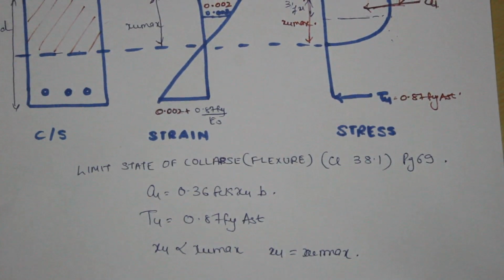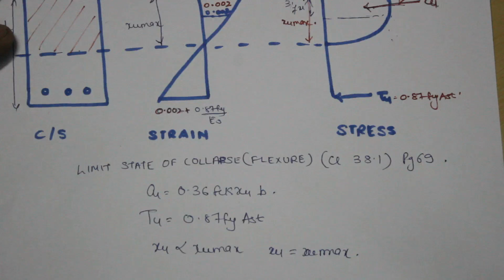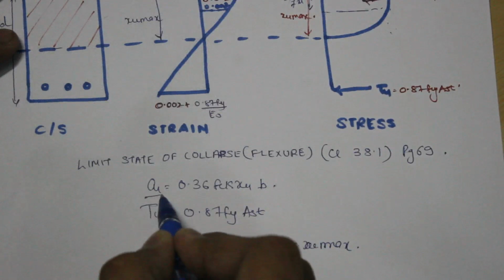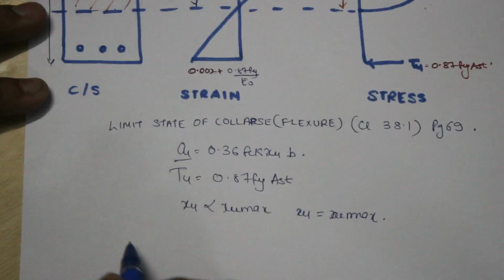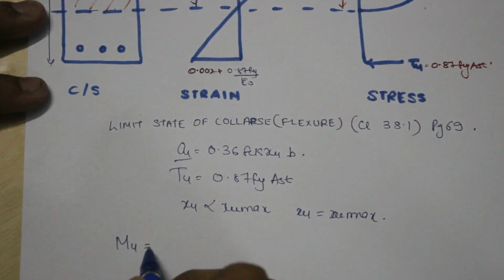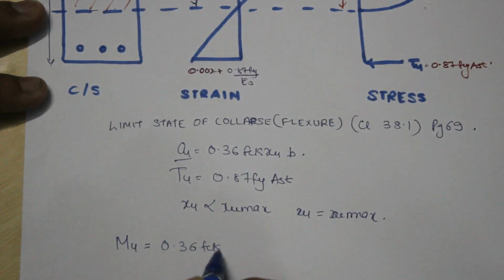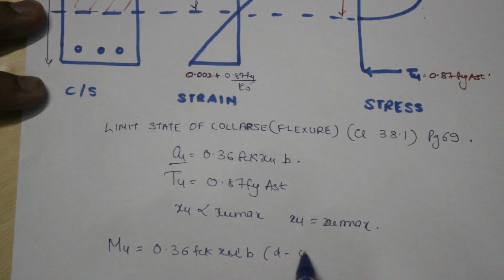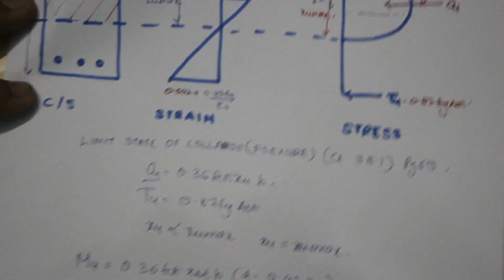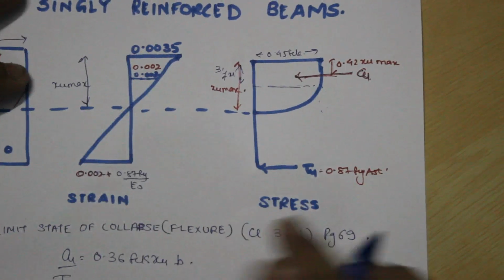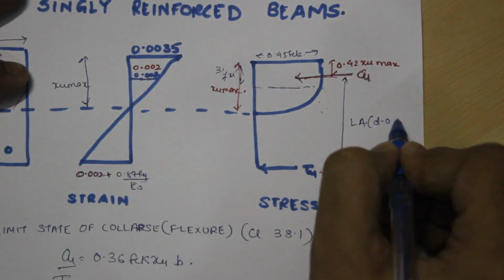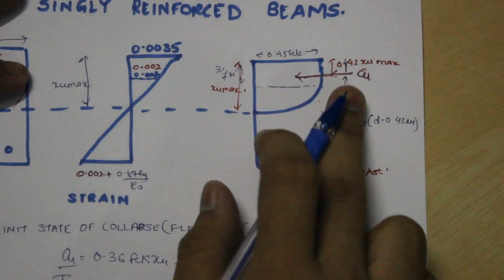A beam is designed for the maximum moment which it can sustain, that is the moment of resistance for the beam, given by the compressive force multiplied by the lever arm. So if we take the compressive force Cu, the moment of resistance for the beam will be given as M ultimate, which will be equal to 0.36 FCK XUB multiplied by the lever arm, that is D minus 0.42 XU. If you see the stress diagram, this part is the lever arm, D minus 0.42 XU. This portion is 0.42 XU.